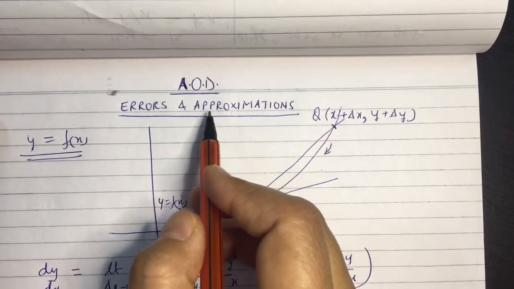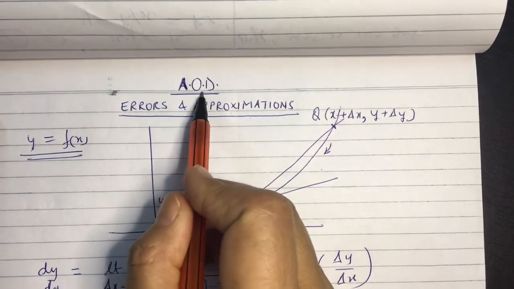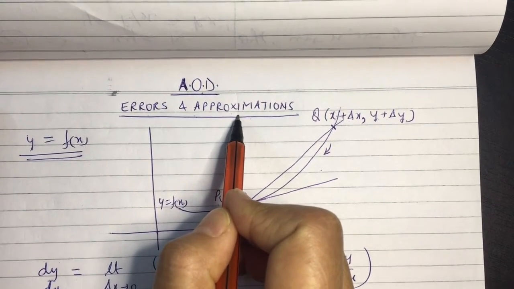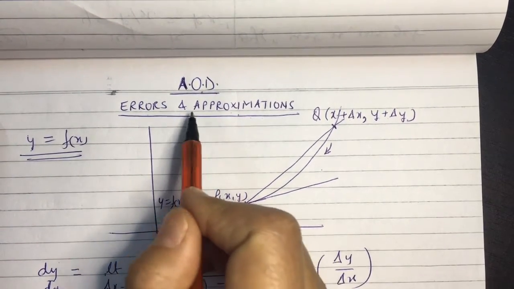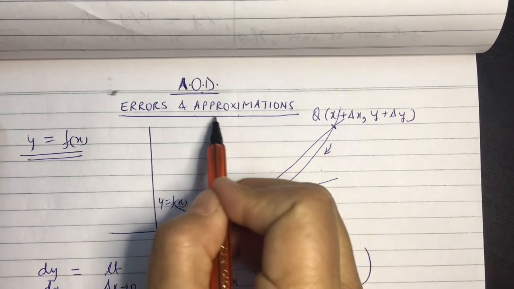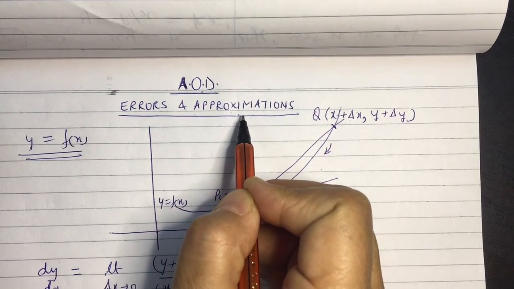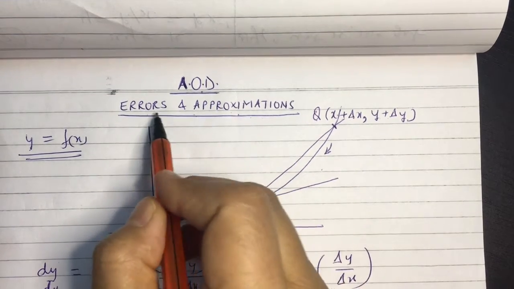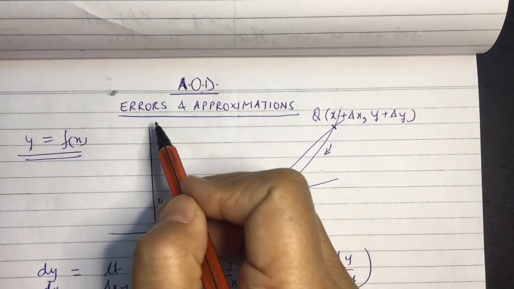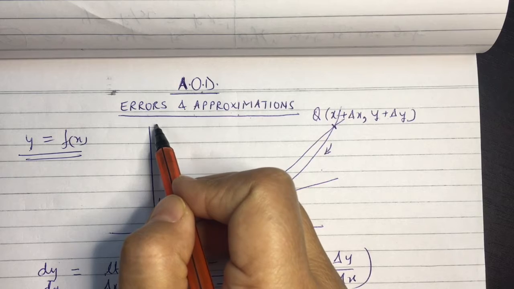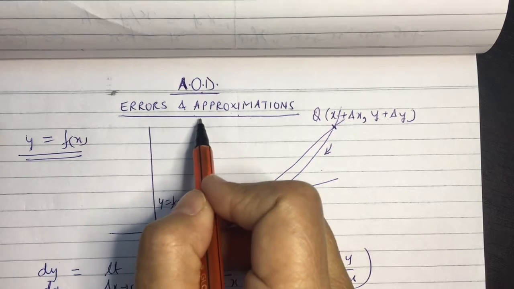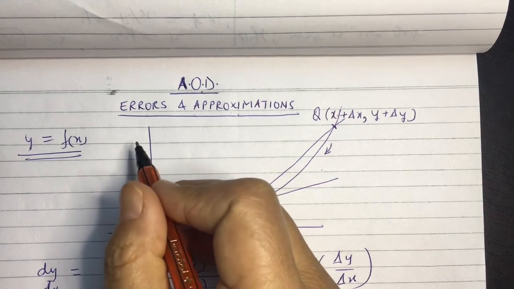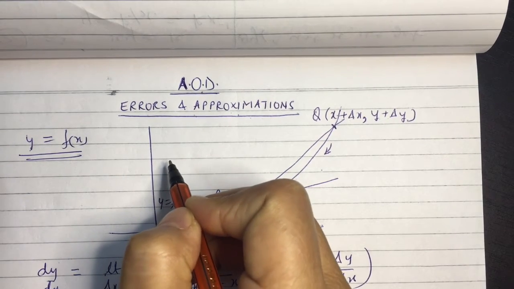Good morning. Today we'll start the next application of derivatives, which is errors and approximations. It helps us to find the approximate values of functions which otherwise may not be very simple. Also, it helps us to find the errors in measuring certain quantities and helping us to do the calculations. So let's start from the very basic. Let's take up the procedure of doing that.